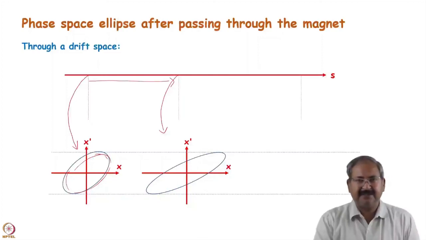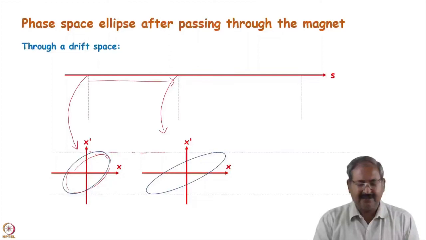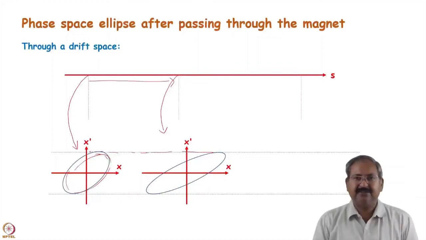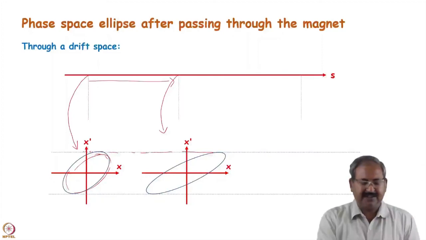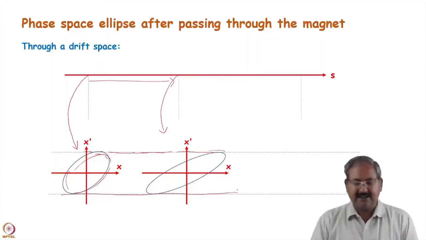Because this is a drift space, the maximum angle will not change, because the angle of the particles' trajectory will remain constant as there is no force. The angle can be changed only if we apply a force. So the particles will go straight, in the direction they already have. So X prime will remain constant. So X prime will be like this.